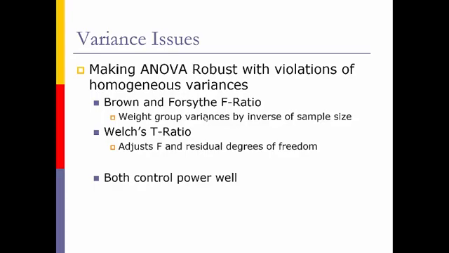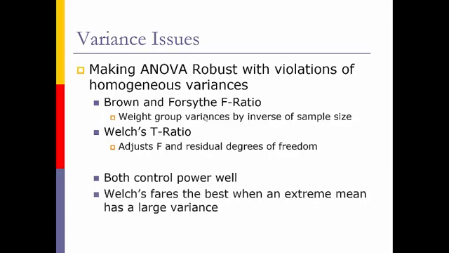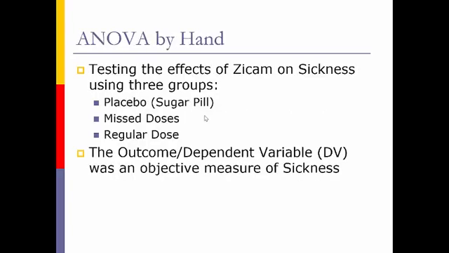So there are two different types of modifications to the ANOVA, the Brown-Forsythe and the Welch's ratio. They both control power pretty well. I would say that you're probably going to always want to use Welch's because it has very, very good power when we have extreme means with large variances. So when you want to run the ANOVA, you're always going to want to run the Welch's just in case your homogeneous variances turn out to be significantly different.